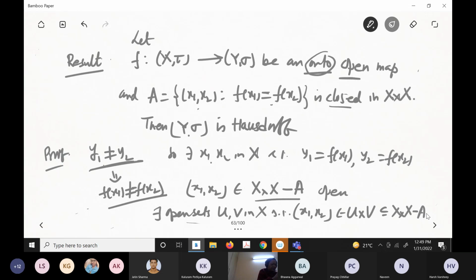Now look, what does it mean? First of all, you should figure out that U cross V is outside A. That means for the points in U cross V, you do not have this. That means you do not have equality. Okay, so what will happen? Look, I need to show this is Hausdorff, and where I have not used this. So U is open, so fU is open. f is open. I need to show.